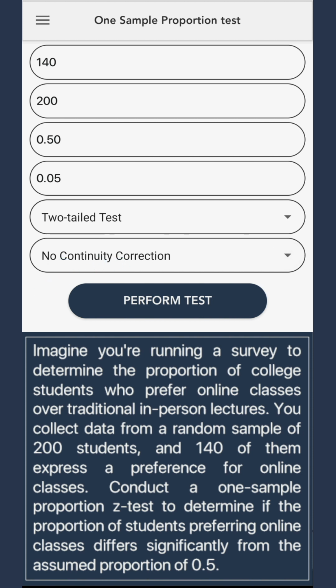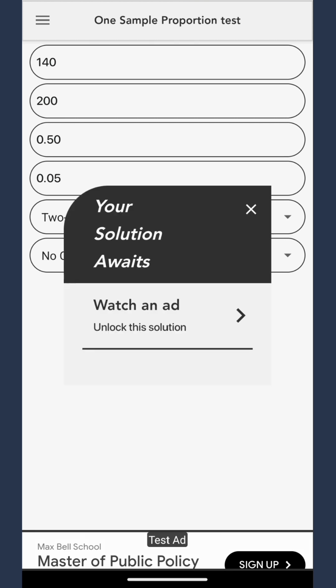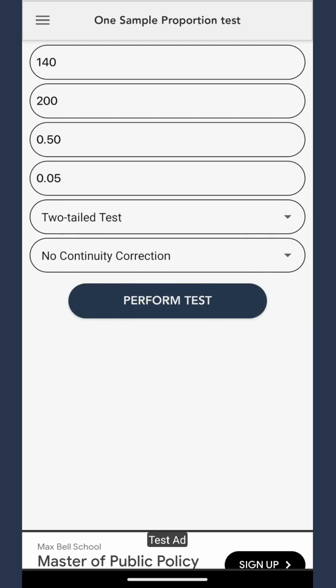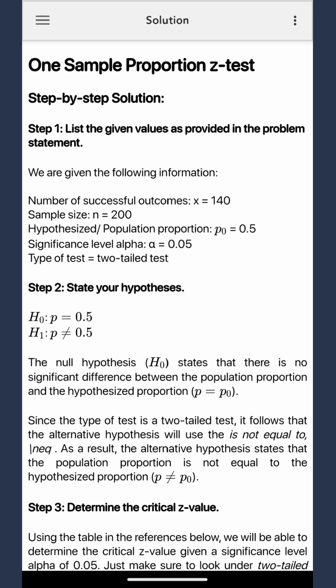Now, with everything set, we're ready to unleash the statistical wizardry and decode the preferences of college students. Click Perform Test and watch an ad in exchange for the step-by-step solution. All right, Nixers, let's delve into the step-by-step solution. We'll walk through each phase, providing a sneak peek into what the calculator churns out.